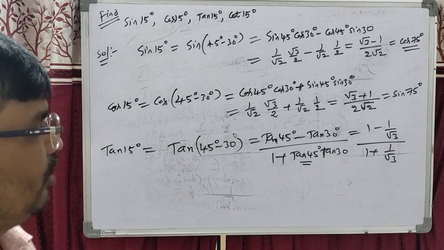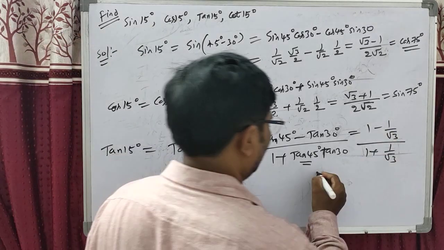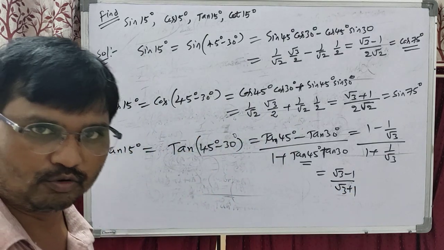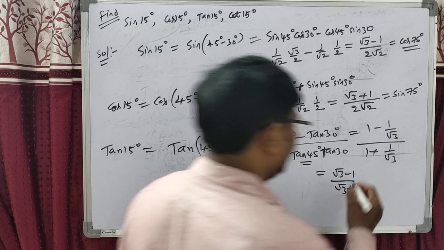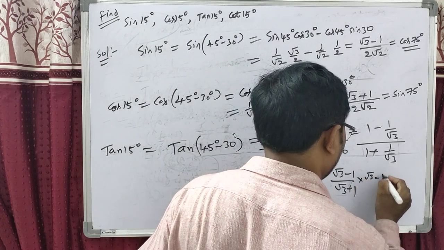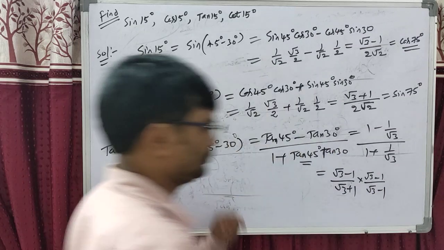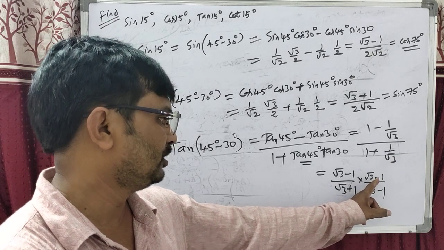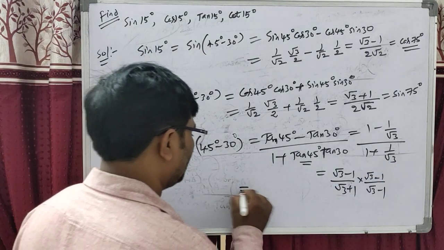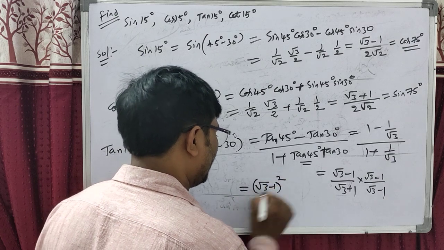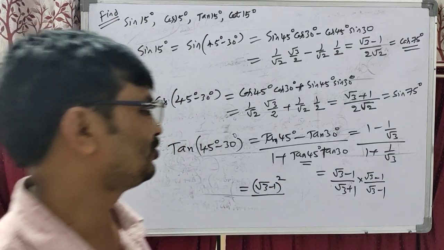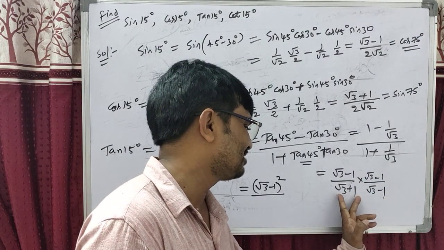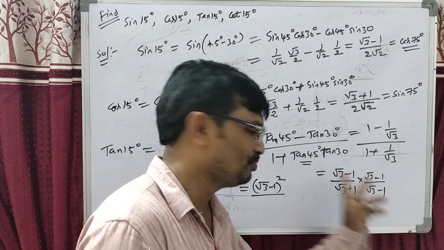Dear students, just now we take the LCM as root 3. My dear students, it becomes root 3 minus 1 by root 3 plus 1. Is it clear? Root 3 minus 1 by root 3 plus 1. Dear students, we can write it as root 3 minus 1 upon root 3 minus 1. What are you observing here? When you take the rationalizing factor, root 3 minus 1 by root 3 minus 1, we can write root 3 minus 1 whole square in the numerator. The denominator is A plus B into A minus B.